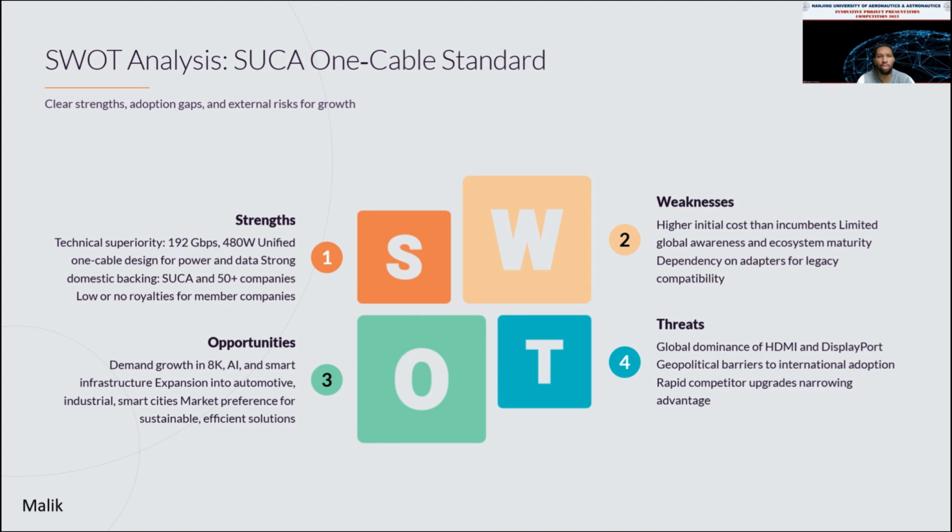Our SWOT analysis provides a clear strategic view of the Gpmi standard under the SUCA Alliance. Our core strengths are formidable, built on clear technical superiority with specs like 192 Gbps and 480 watts. The compelling value of a unified one-cable design, strong domestic backing from the SUCA Alliance and over 50 companies, and a cost-advantageous low or no royalty model for members.